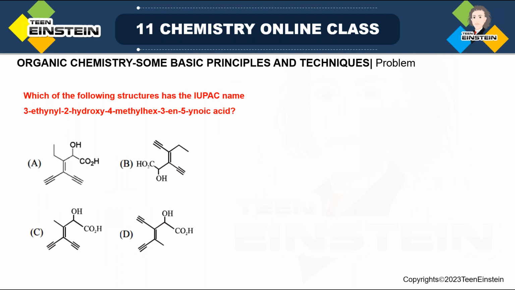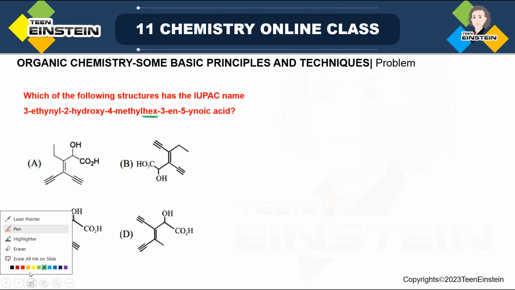Here the name is given and you have to choose the correct structure, right? So first we will draw the structure on the basis of the name that is given. Now in the name, your first focus should be on the word root, which is hex. Now if it is hex, that means total 6 carbon you can draw. Now if that is the case, let me draw 6 carbon.